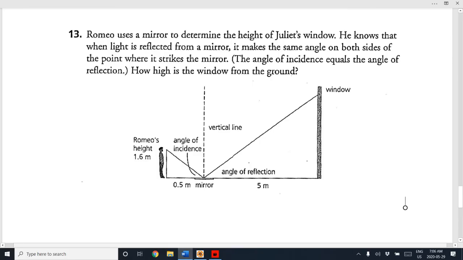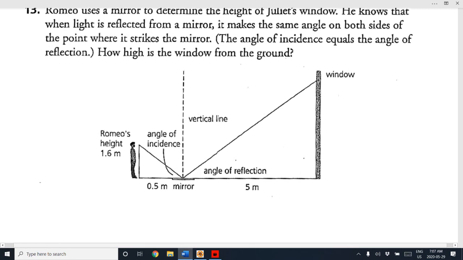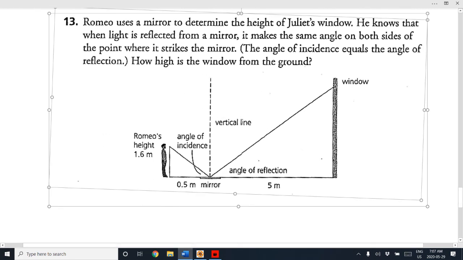Let's try one more example. Romeo uses a mirror to determine the height of Juliet's window. He knows when light is reflected from a mirror, it makes the same angle on both sides of the point where it strikes the mirror. The angle of incidence is equal to the angle of reflection. How high is the window from the ground?